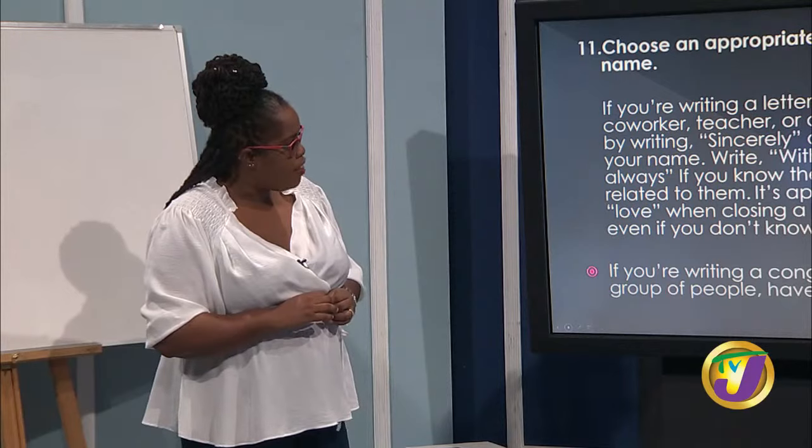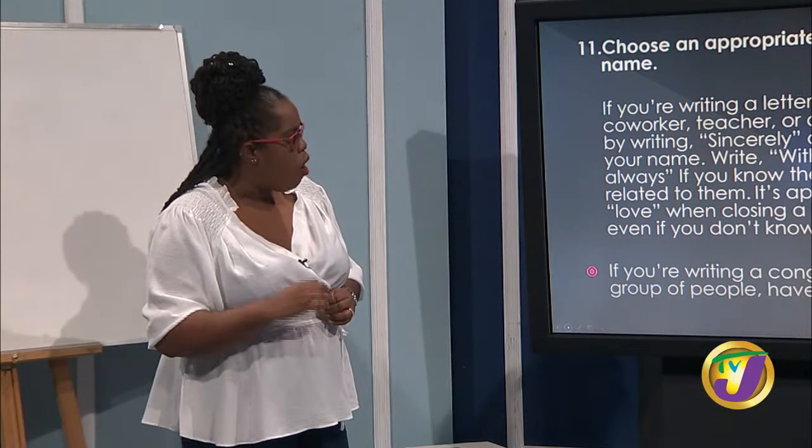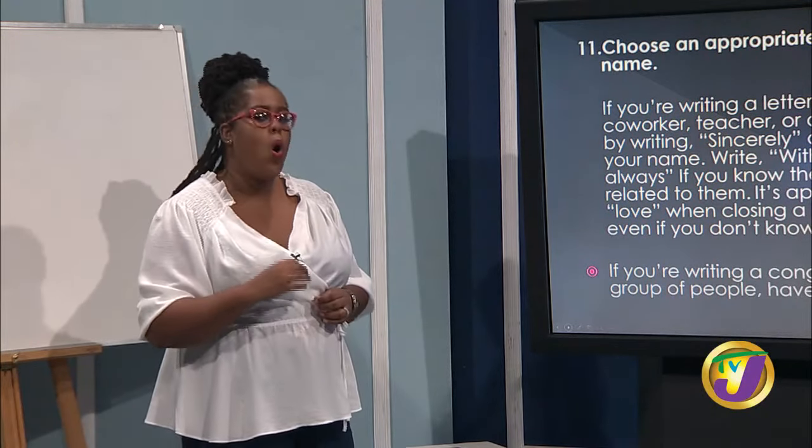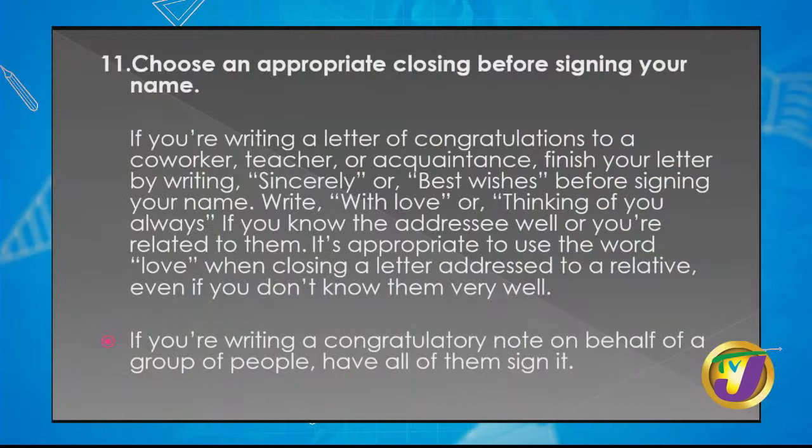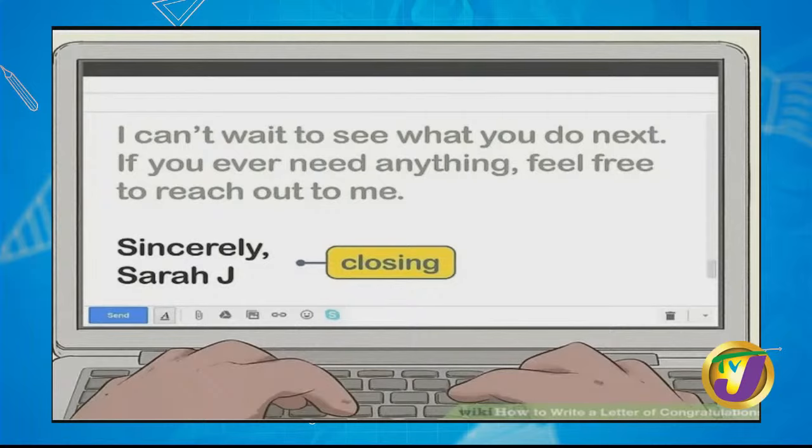If you're writing a congratulatory note on behalf of a group of people, have all of them sign it. Perfect example: I can't wait to see what you do next. If you need anything, feel free to reach out to me. Sincerely, Sarah J. So this would be in a formal capacity. Sincerely, formal. Best wishes, formal. With love, informal. Thinking of you, informal.